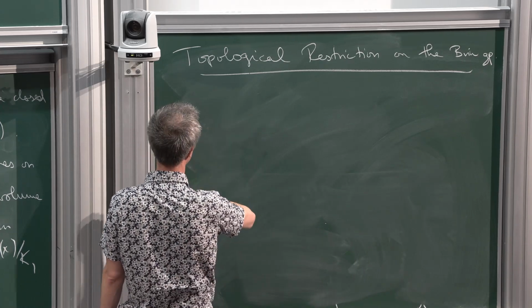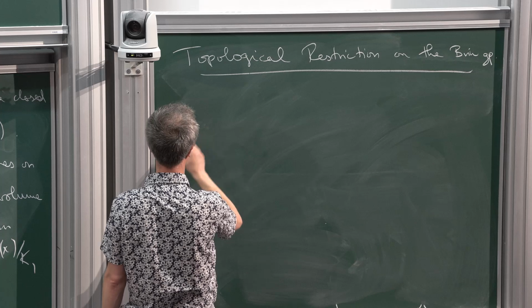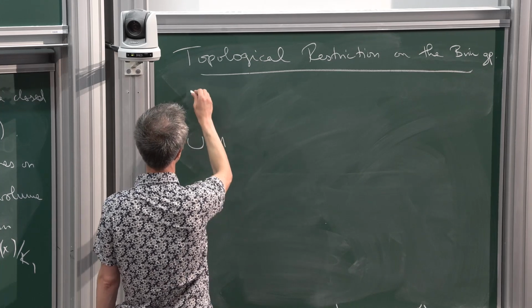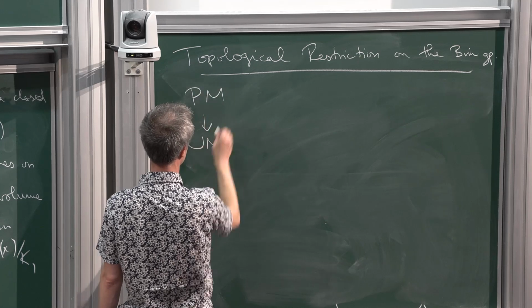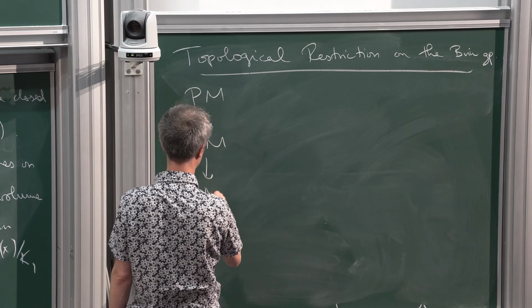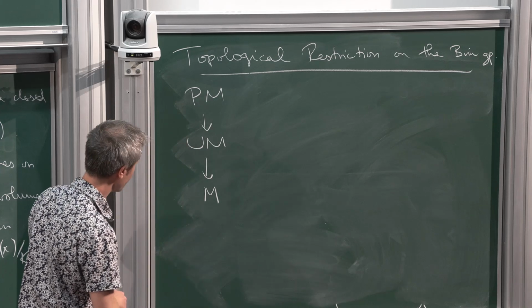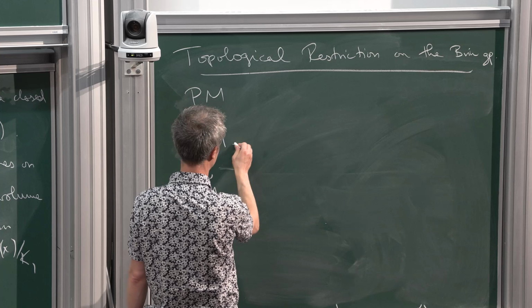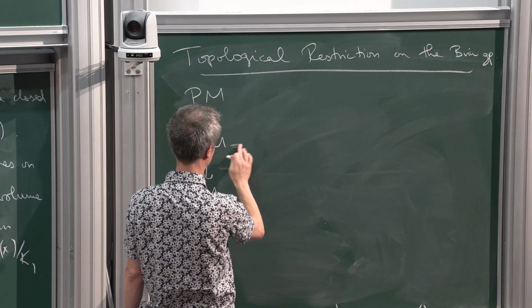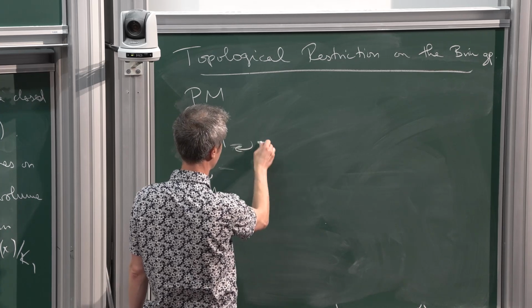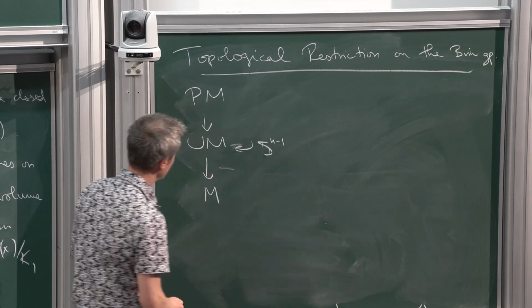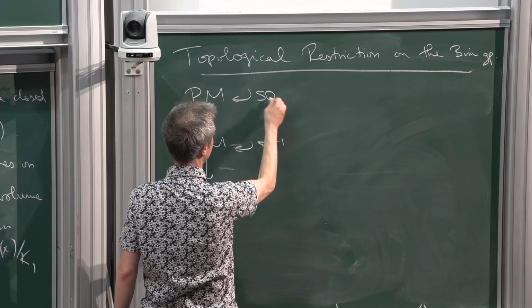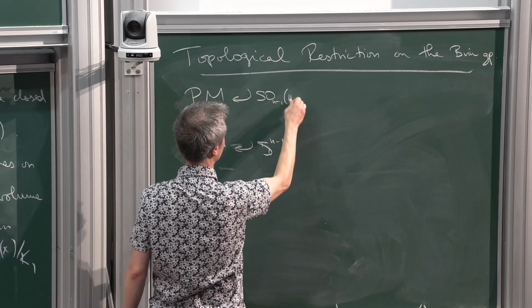So if you have, remember, we have UM sitting over M, PM sitting over M. So this is a sphere bundle. And PM, this is an SO(n-1) bundle.